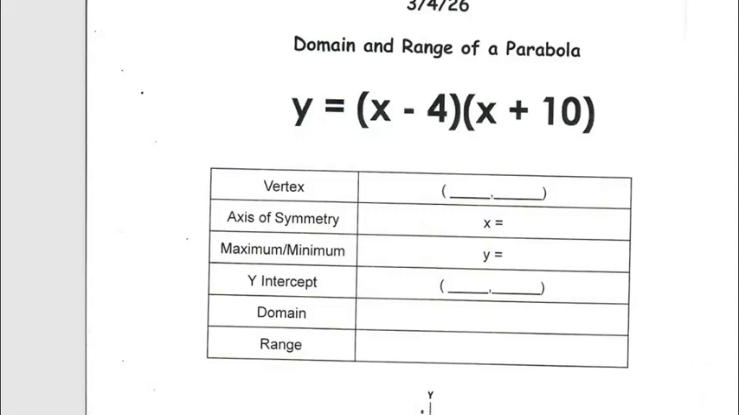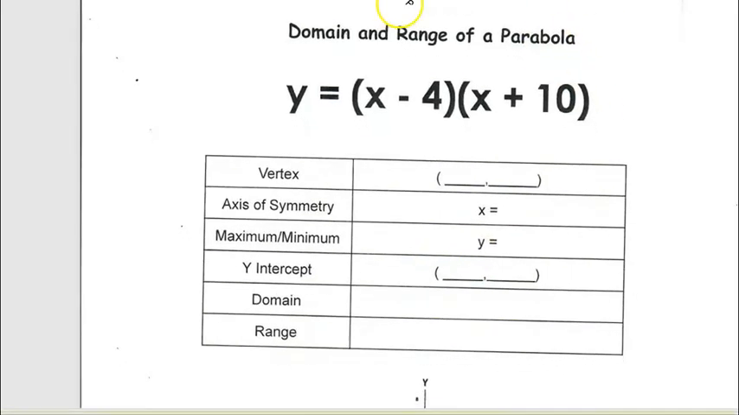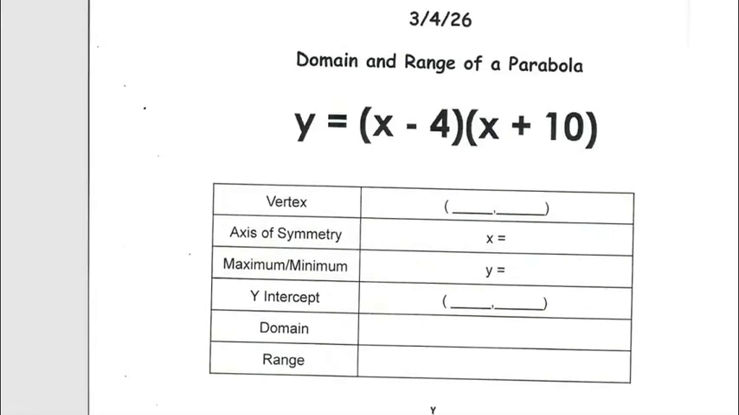All right, let's practice this. Now we've been doing the parts of a parabola the last week or so. But here's another problem. So make sure you have this paper and the other worksheet for later.